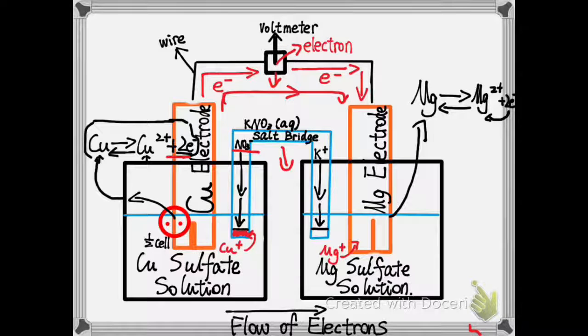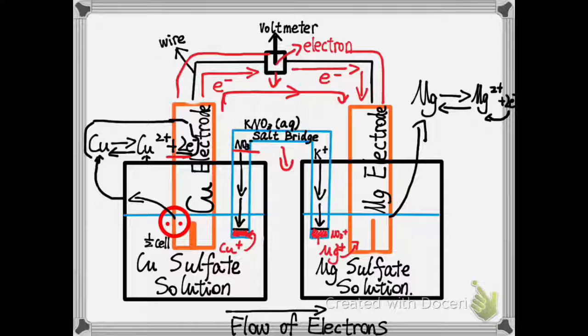When it goes this way, it also balances here with the Mg and the NO3. So only after it balances will the negative electrons keep flowing. And this is how we get the electrons. And this is how the Voltaic cell works.